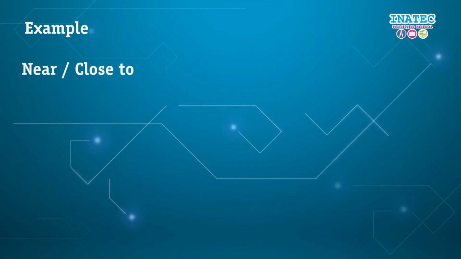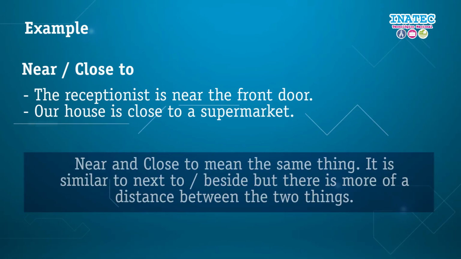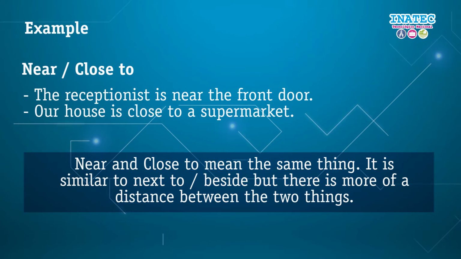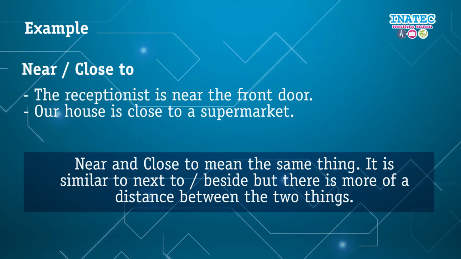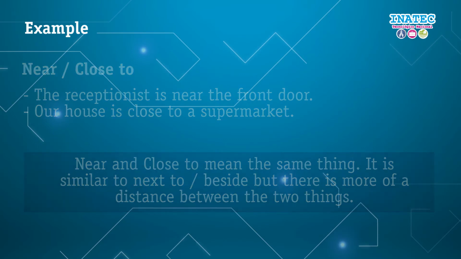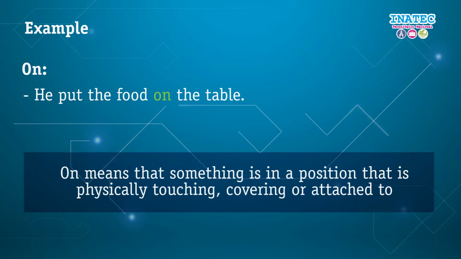Near, close to. The receptionist is near the front door. Our house is close to a supermarket. Near and close to mean the same thing. It is similar to next to, beside, but there is more of a distance between the two things. On. He put the food on the table. On means that something is in a position that is physically touching, covering, or attached to.